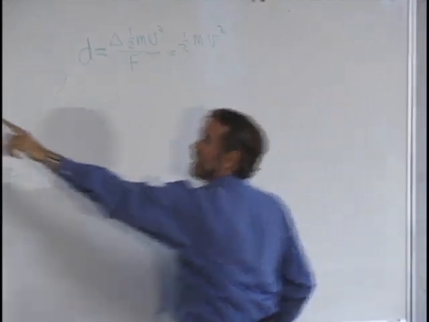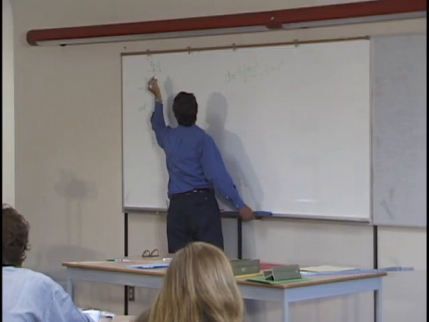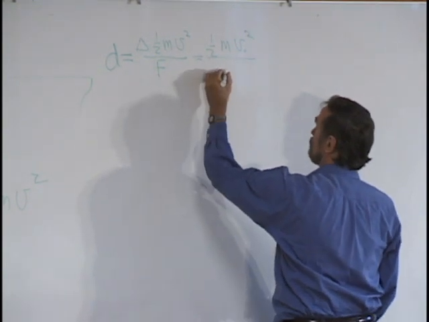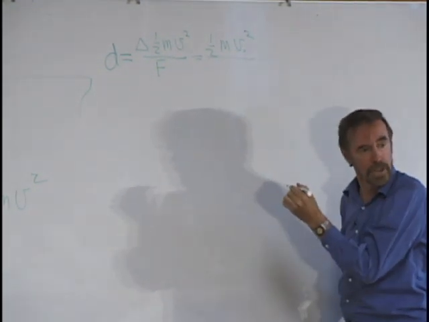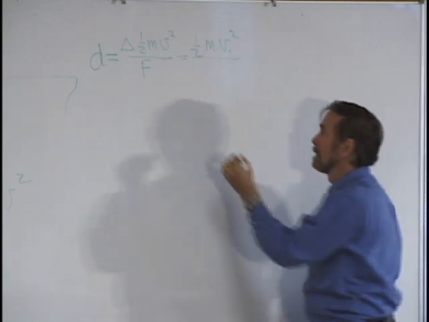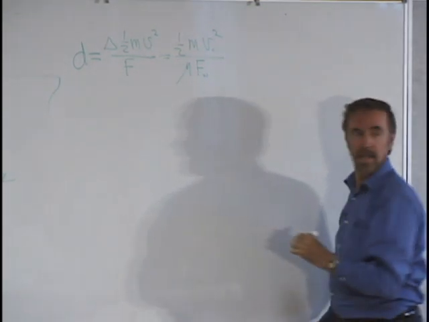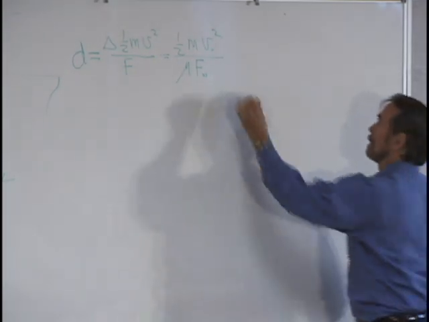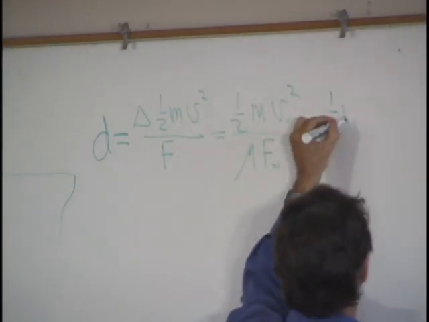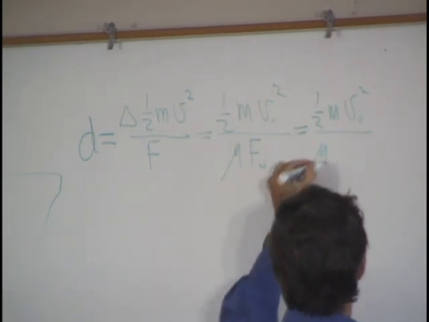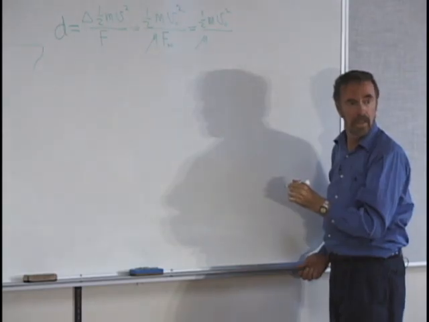Well, that's the v we started with. Call it v sub naught. There it is. And the force is going to be the force of friction. And the force of friction is what? Mu F sub n. F sub n is going to be what? mg, because it's level.